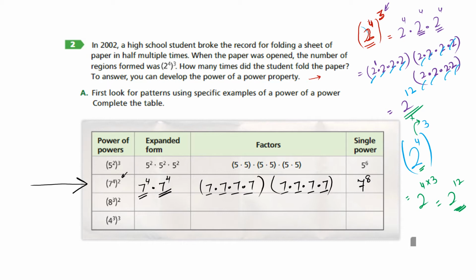And try to do it using the property. You will write 7 and power to the power, that means 4 times 2, and 4 times 2 is 8. So you can see that this answer and this answer are both the same.